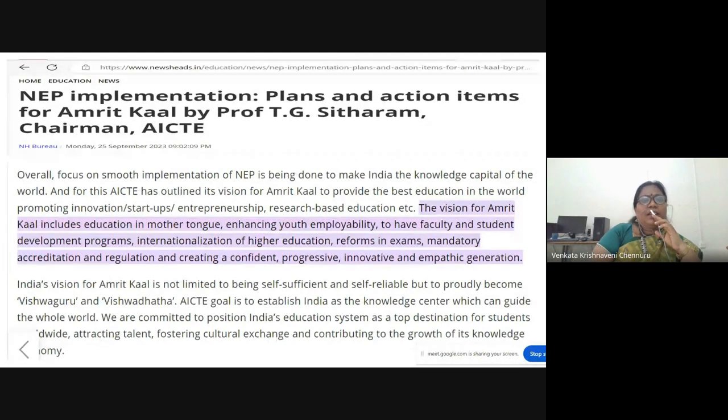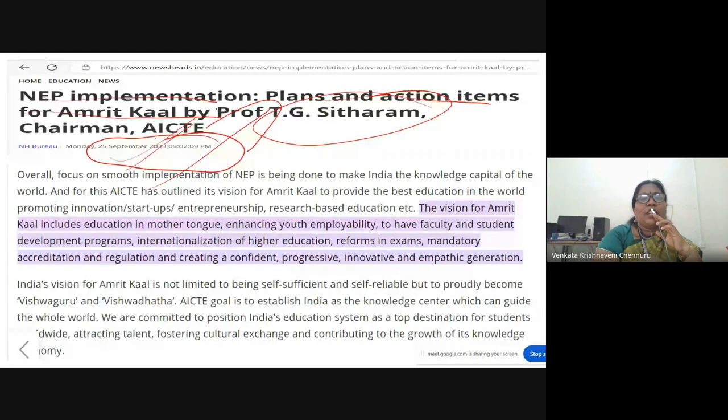And here, the implementation plans and action items for Amrit Kaal were given by Professor T.G. Sitharam, Chairman of AICTE, on 25th November 2023. The vision of Amrit Kaal includes education in the mother tongue, enhancing youth employability, and so on. So they have their own vision in the implementation. NAAC has one vision, AICTE is working, and UGC and every such agency is working towards acquiring quality, but they are to be brought onto a single path.